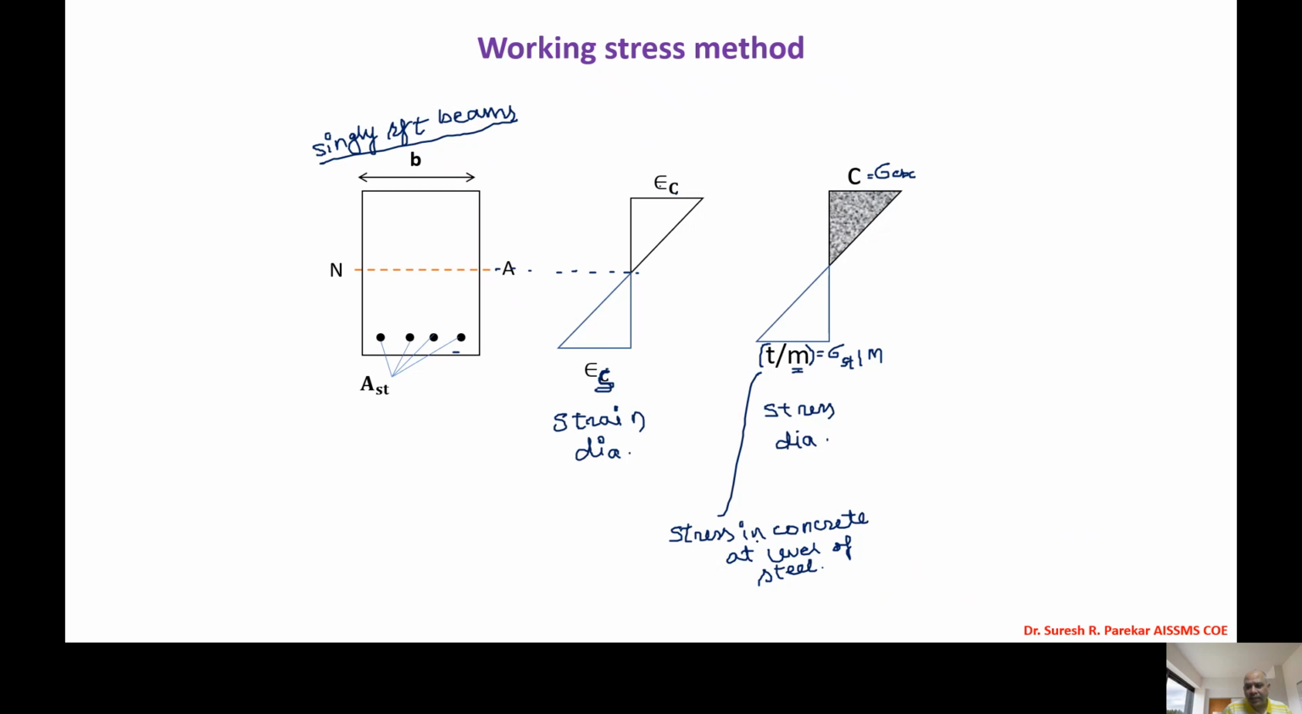Why are we considering the stress in concrete? Because when we draw a stress diagram, it should be for a similar material. We cannot draw it for different materials. So now we have the stress diagram. Again, it is triangular, and this will be the total compressive force. This is our neutral axis. Above this we have compression, and below this we have tension.